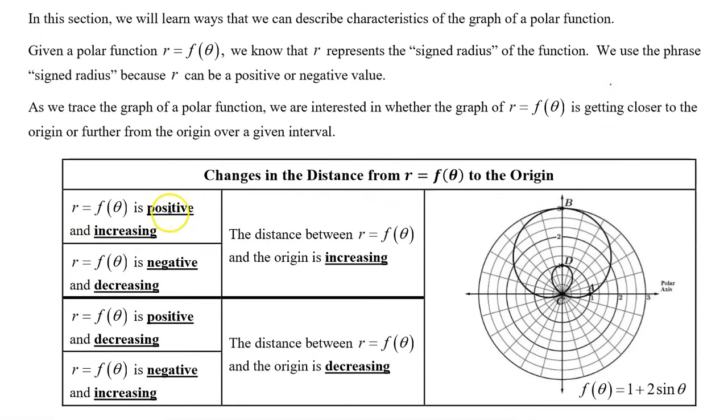If r is positive and increasing, the distance between r and the origin is increasing. If r is negative and decreasing, again, the distance between r and the origin is increasing. If r is positive and decreasing, the distance between r and the origin is decreasing. If r is negative and increasing, again, the distance between r and the origin is decreasing.